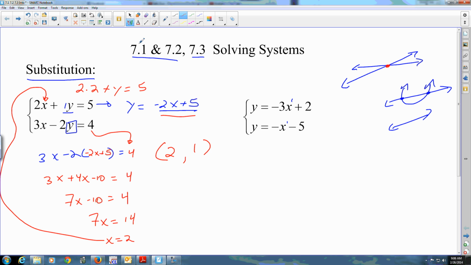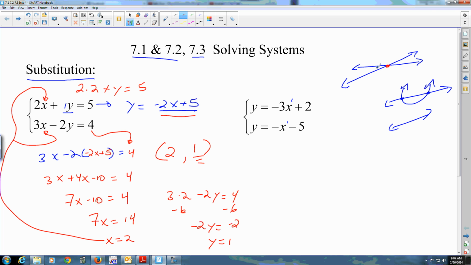And it shouldn't matter which equation you fill this into. If I filled it in here, you'd have 3 times 2 minus 2y is 4. That's 6. Subtract the 6. And you get minus 2y is equal to minus 2. So y is equal to 1. You should get the same y value filling it into either equation. If you don't, then it's not the correct x value.